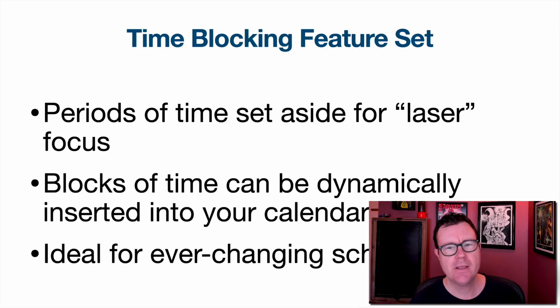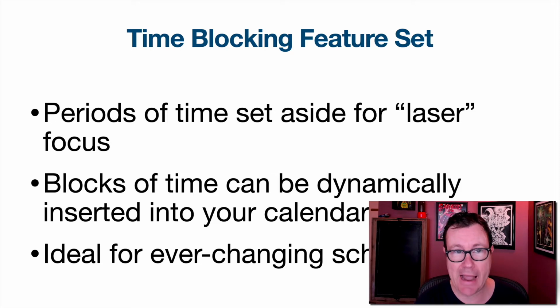The feature set of time blocking really boils down to these three things. Number one, they are periods of time set aside for laser focus. When you create a time block, it's critical that you get laser focused with these blocks of time, because you don't have some of the other elements that one of the other ways has. You don't have that consistency. You don't have those streaks. We're going to get to that in a minute. But you really want to name these with something that is going to create a catalyst for action.